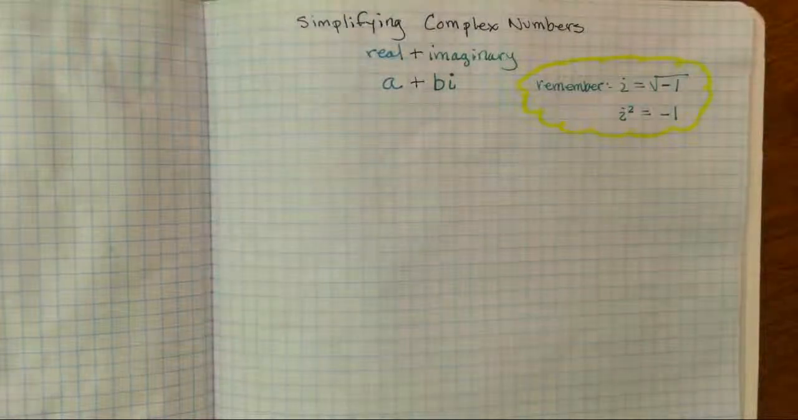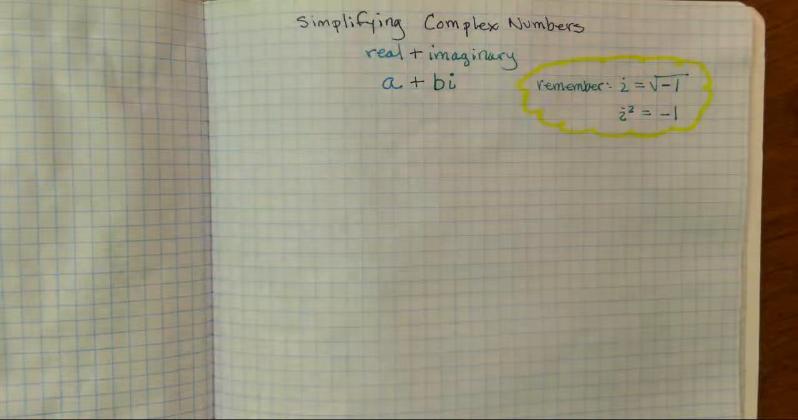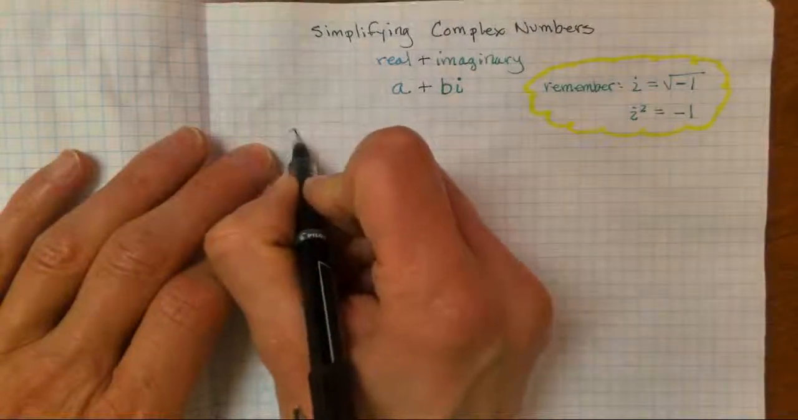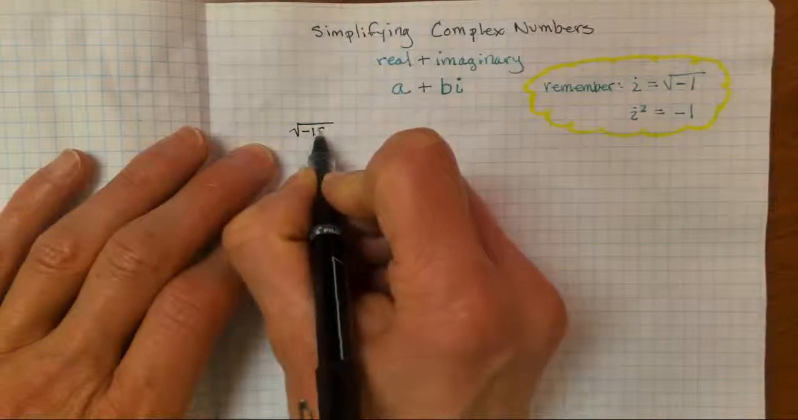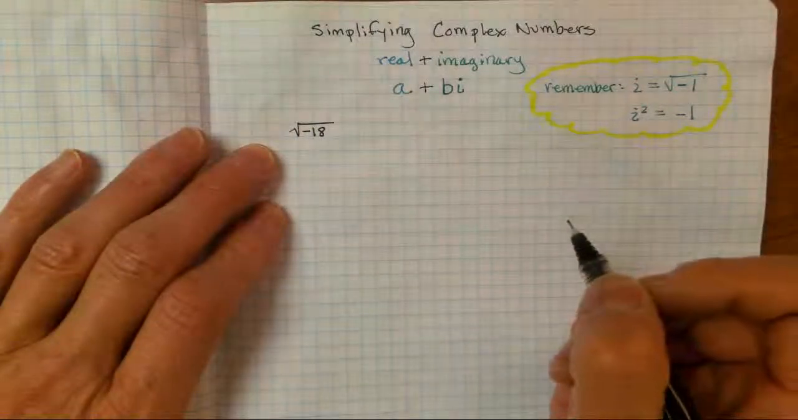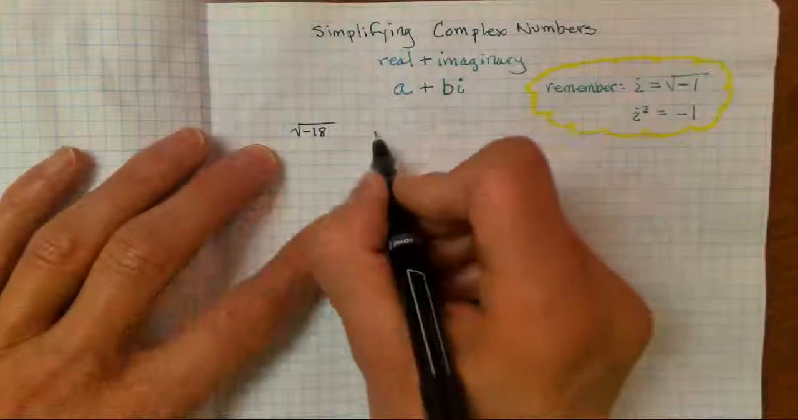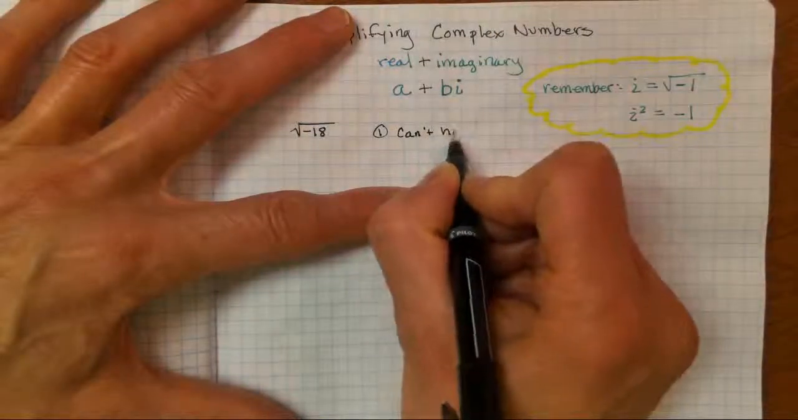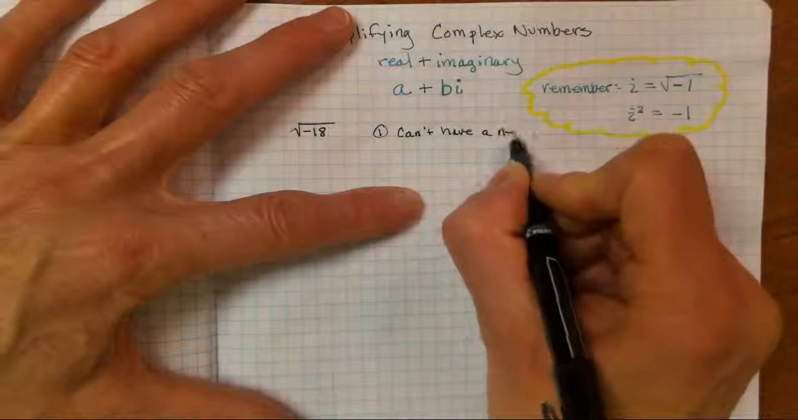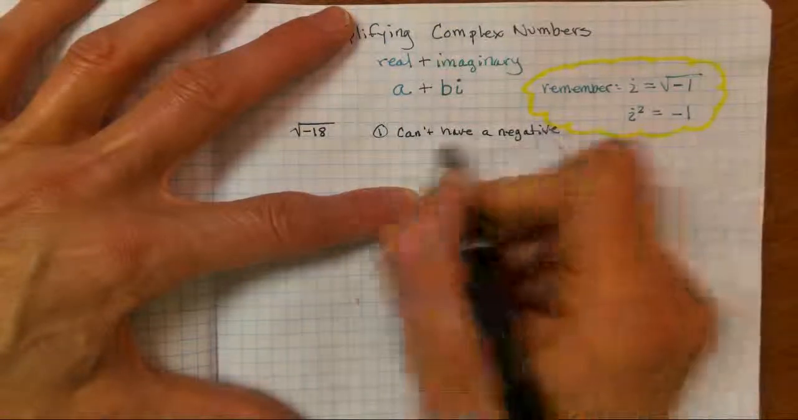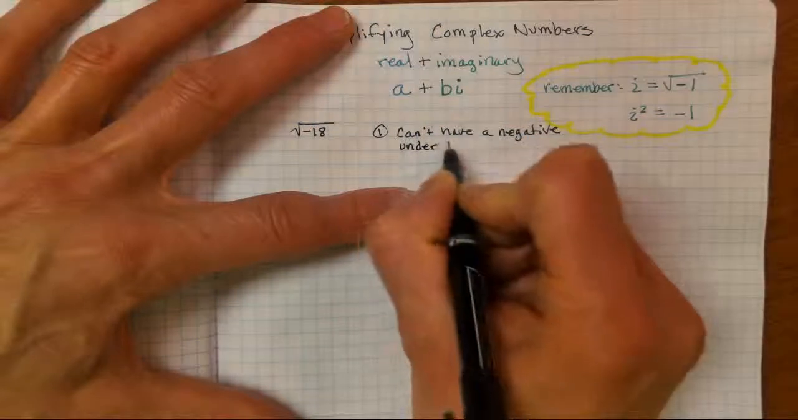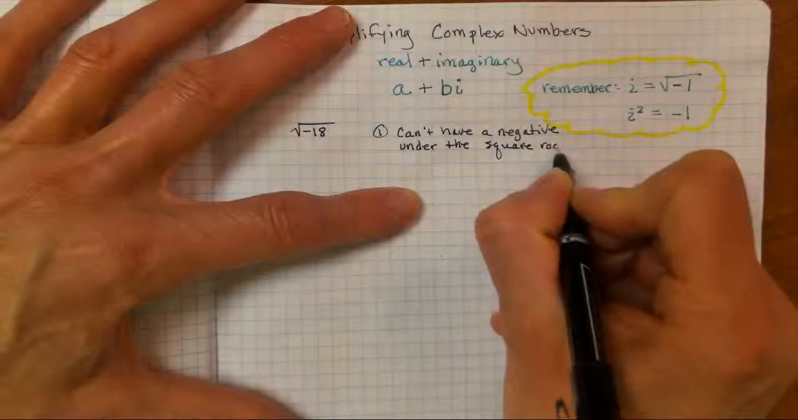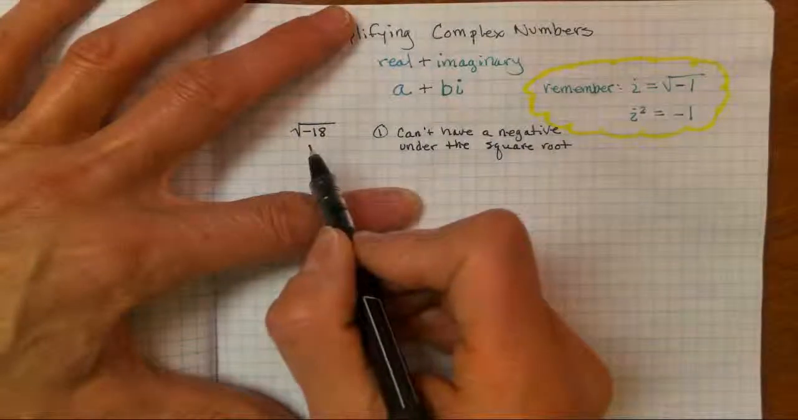Okay. So let's look at an imaginary number. So imaginary number is part of the complex number field. So if I have the square root of -18, I have to be able to simplify this. There are two rules. One, you can't have a negative under the square root. Okay, just not allowed. Okay, so here we have a negative.